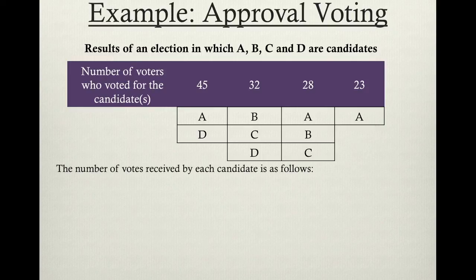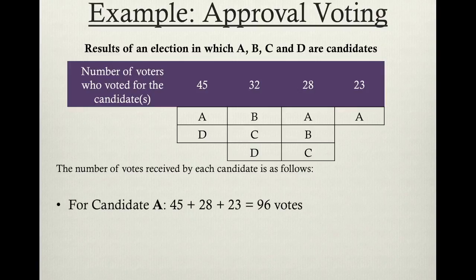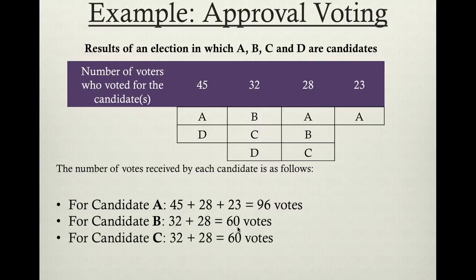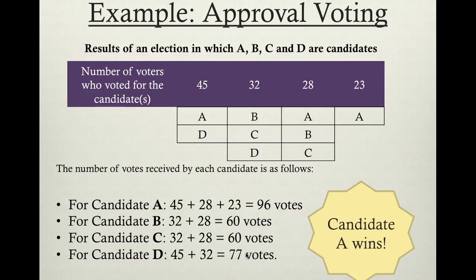So the number of votes is calculated as follows. For candidate A, here's A. So A gets 45, 28, and 23 votes. Together, 96 votes. B gets 32, because here's B, and 28, so B gets 60 votes. C is here, so 32 plus 28, so again, 60 votes. And candidate D is here and here, so 45 plus 32 is 77 votes. So by approval voting, candidate A wins, very simply.